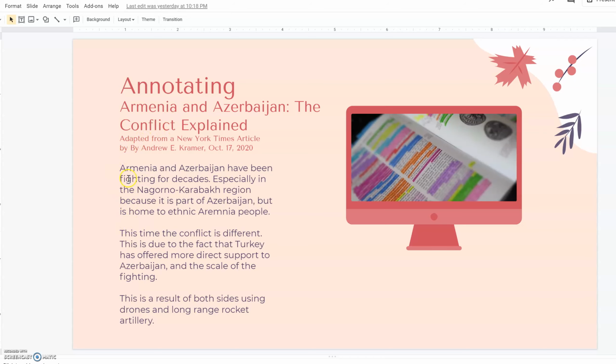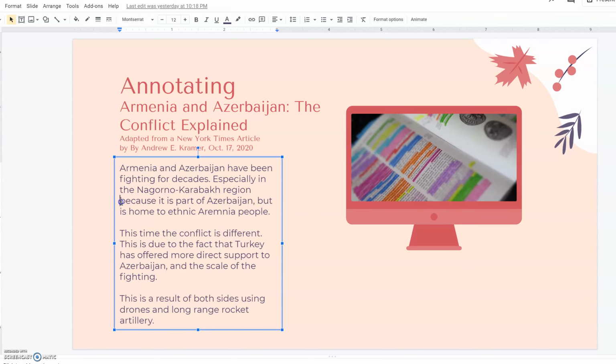So let's look if we can find any connection words. Armenia and Azerbaijan have been fighting for decades, especially in the Nagorno-Karabakh region, because it is part of Azerbaijan. It is part of Azerbaijan, but is home to ethnic Armenian people. All right, so there's a good word right there, because, right? So what we're saying here is this is getting worse in this region because it's owned by Azerbaijan, but the people are Armenian, right?